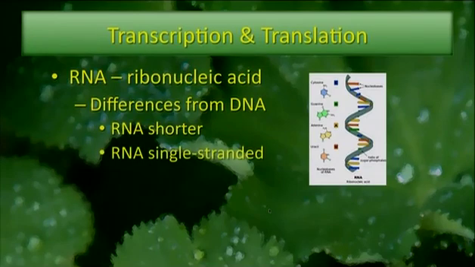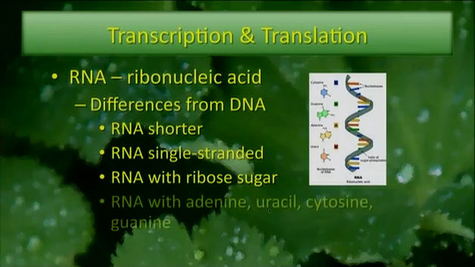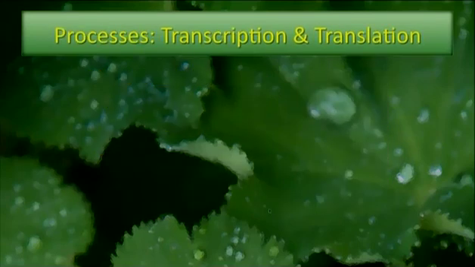RNA is single-stranded. If you recall, DNA is double-stranded. RNA has a different sugar. It has a ribose sugar, whereas DNA has a deoxyribose sugar. And RNA has bases of adenine pairing with uracil, AU, and cytosine and guanine, C and G. So A and U pair, C and G pair. If you recall, in DNA, A and T pair and C and G pair. So uracil replaces the thymine base.